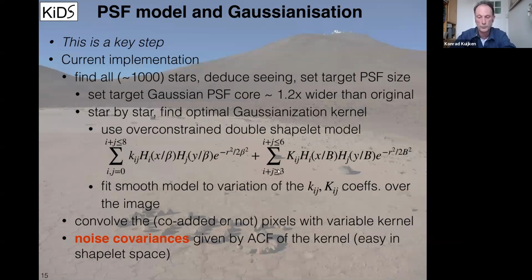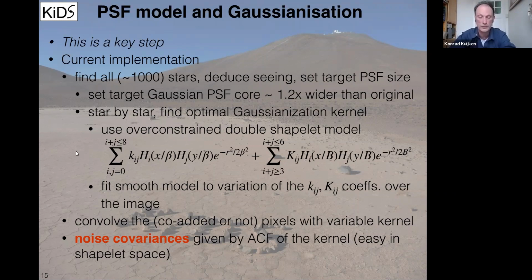You have to drop some terms because otherwise things get degenerate. So it's just, again, another least squares problem that you have to solve for every single star that you want to use for this PSF element. That gives you lots of little kernel models all over the image, and then we fit a smooth model through that to catch the way it varies across the image. And then that's your kernel.